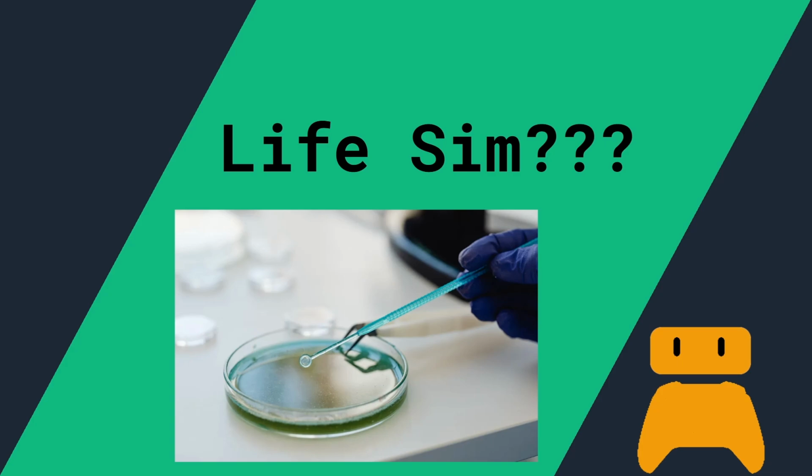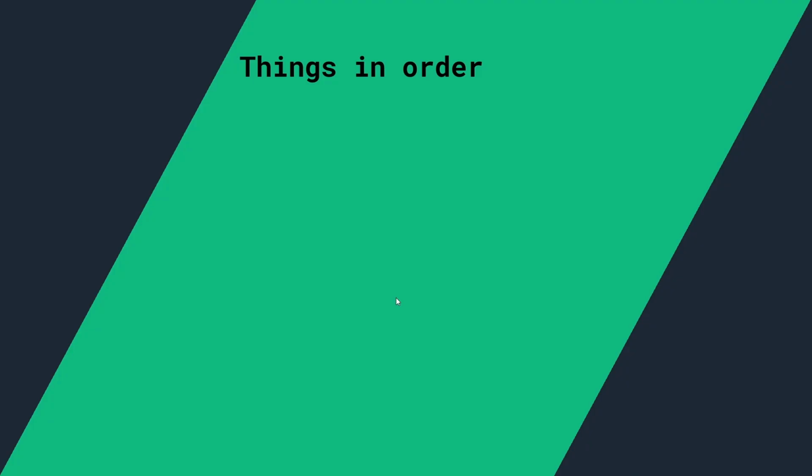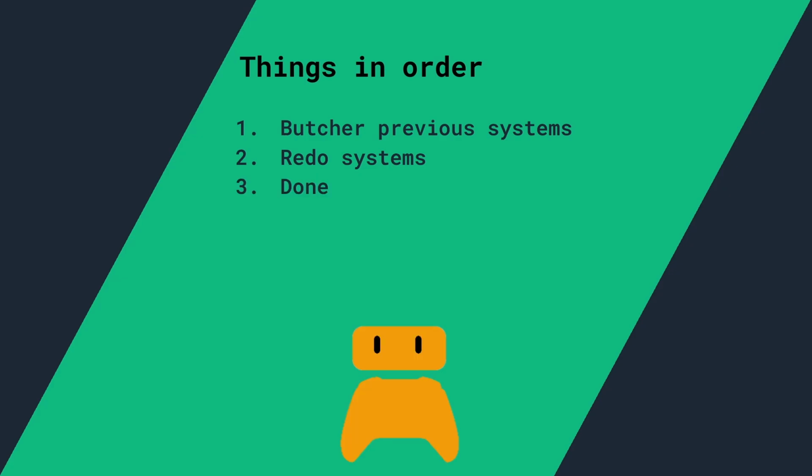So we are going to run with this half-baked product, but it does actually show quite a working system behind it. Anyways, the plan for this is to essentially butcher the previous systems that I had in the other one, because they are still quite useful for me. I'm going to redo the systems as well so that they can work pretty much everywhere, and then we'll be done. Okay? So let's get into it.